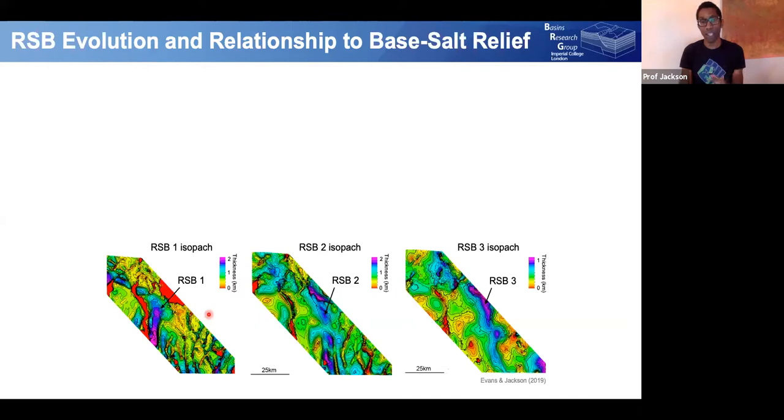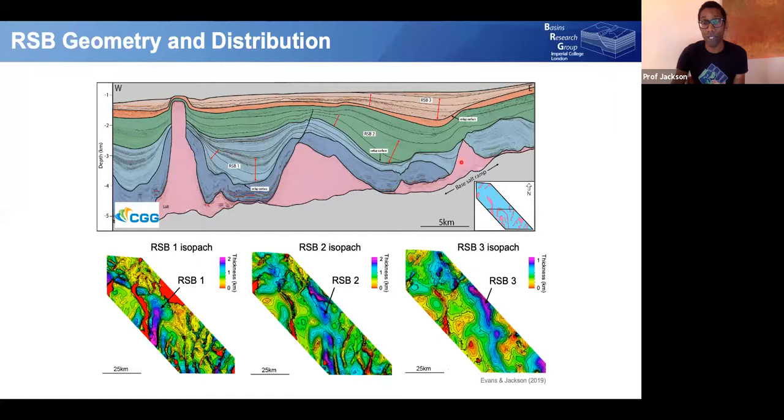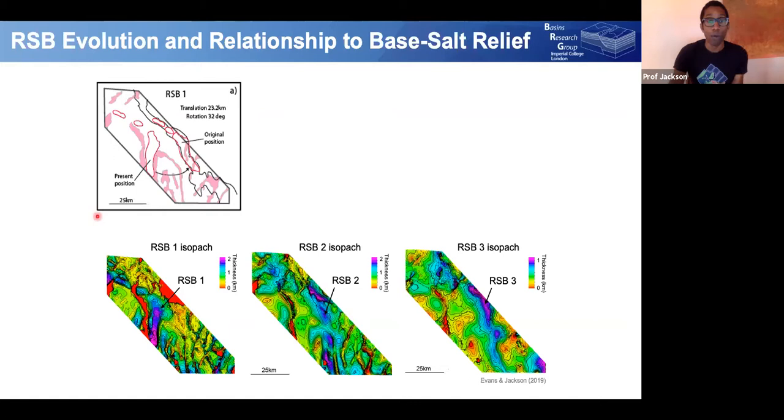If we think that these Ramp-Syncline basins formed as a function of translation of salt and overburden over this major 1.5 kilometre high base salt ramp, well, in this diagram, in pink are the present day position of the salt walls. The black lines, which I'm tracing out, are just defining that major base salt ramp. And the red outline, this one I'm circling, is the heart of Ramp-Syncline Basin 1, as we see it present day, the oldest one. So we think you can rotate that to restore it back to having formed at this base salt step, having undergone about 32 degrees of rotation in a clockwise direction. So it's translated about 23 kilometres and rotated around 32 degrees.